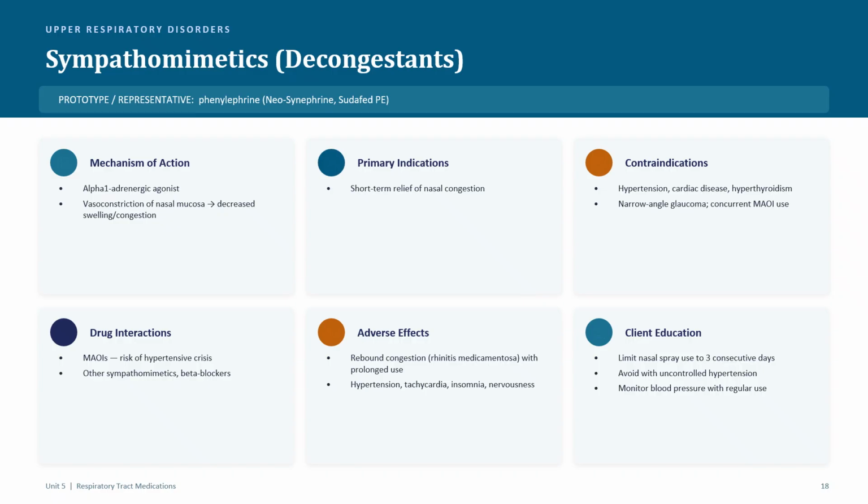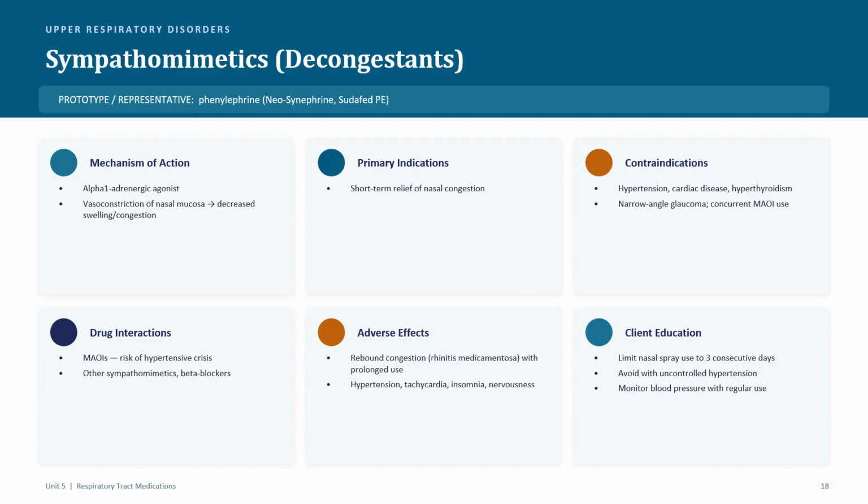So next up are the sympathomimetics, or the decongestants. Phenylephrine is an alpha 1 adrenergic agonist, and it works by constricting the blood vessels in the nasal mucosa, which shrinks the swollen tissue that causes that stuffy nose feeling. So here is what is important to know about this medication.